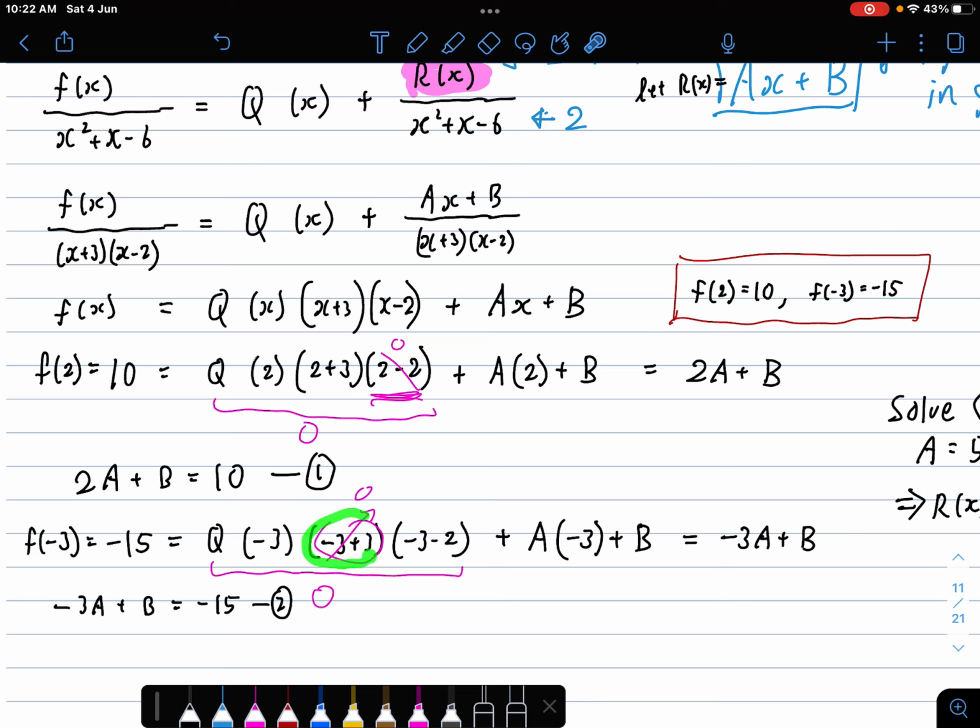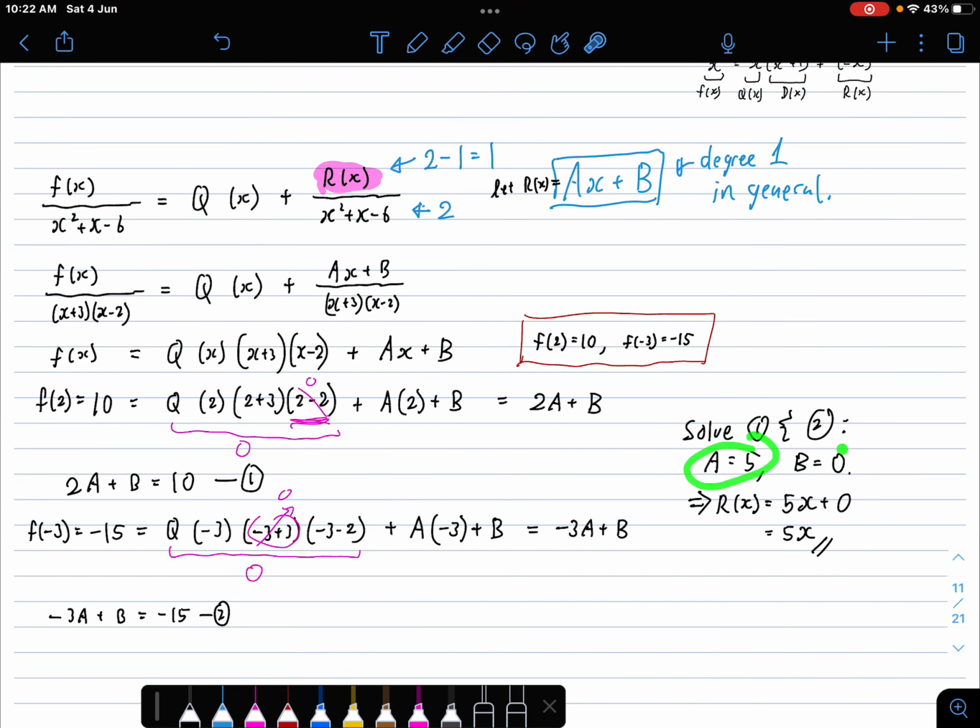You realize that minus 3 plus 3 is 0. So multiplying by 0, this entire expression becomes 0. So it just disappears. 0 plus a times minus 3 plus b. Simplify, you get minus 3a plus b. Make it look neater, then minus 3a plus b equals minus 15. That's equation 2. You got equation 1, you got equation 2. Solve simultaneously. You get a equals 5, b equals 0. You can check it yourself. Therefore, sub into the formula for r of x. a is 5, b is 0. You get 5x.